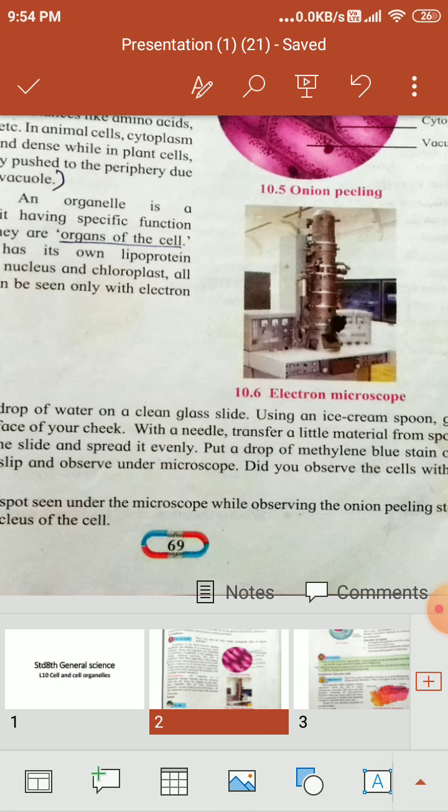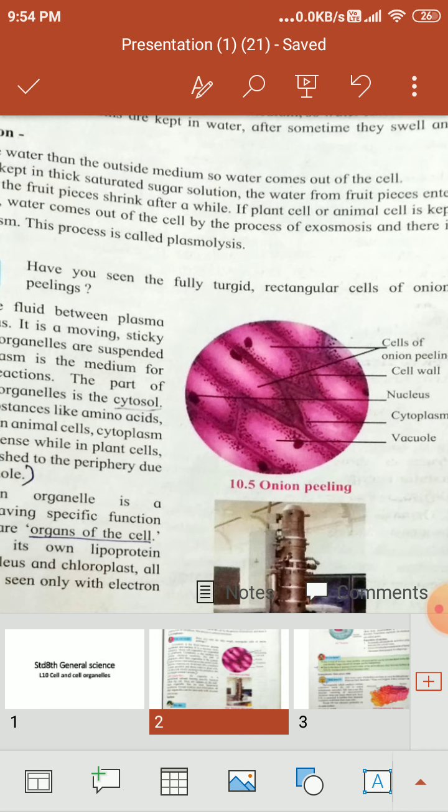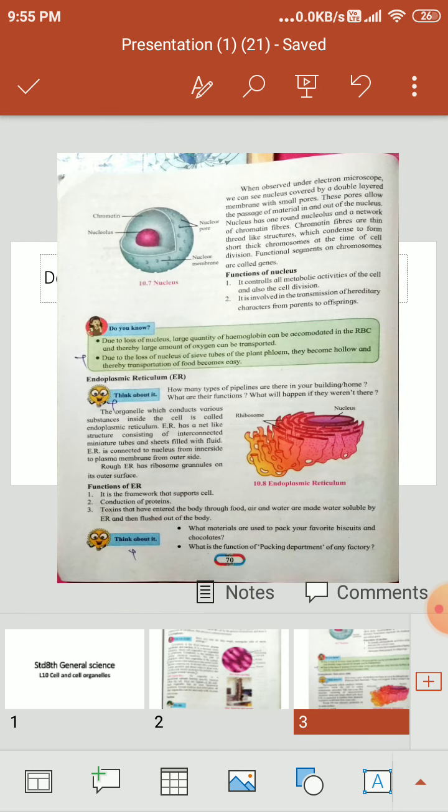The dark round spot seen under the microscope while observing the onion peeling stained with iodine is the nucleus of the cell. When we look at the onion peeling in this experiment, you can see the nucleus at the center of the cell. Now come to page number 70.